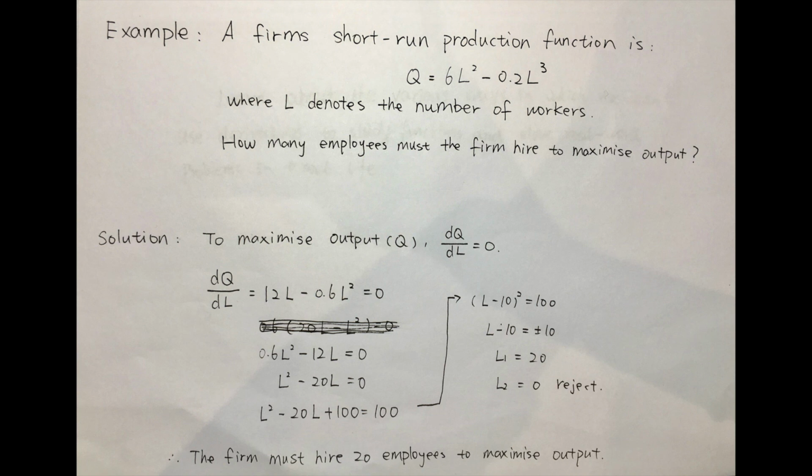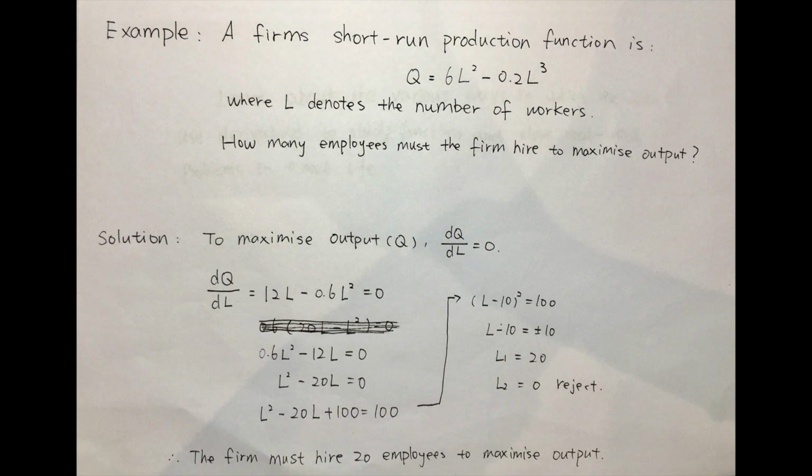Solution: to maximize output Q, dQ divided by dL equals 0. dQ over dL equals 12L minus 0.6L squared equals 0. So 0.6L squared minus 12L equals 0. L squared minus 20L equals 0. L squared minus 20L plus 100 equals 100. (L minus 10) squared equals 100.